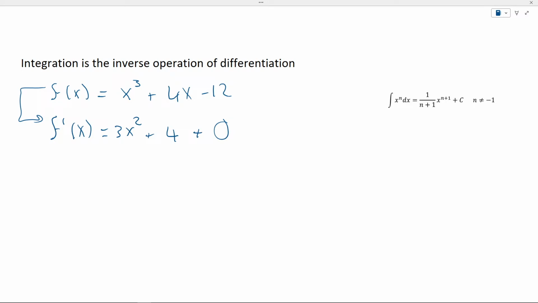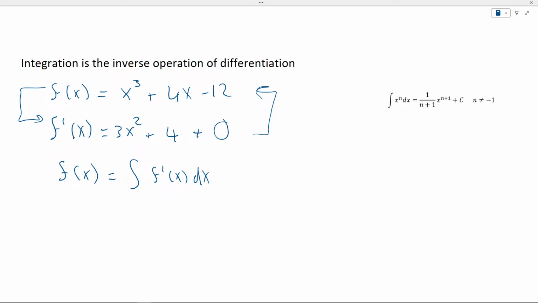How can I recover the original function? If I have this derivative, can I know the original? Yes. If I integrate it, I will get the original function. Remember, that was the fundamental theorem of calculus. So f of x is equal to the integration of the derivative with respect to dx. That will give me my f of x.